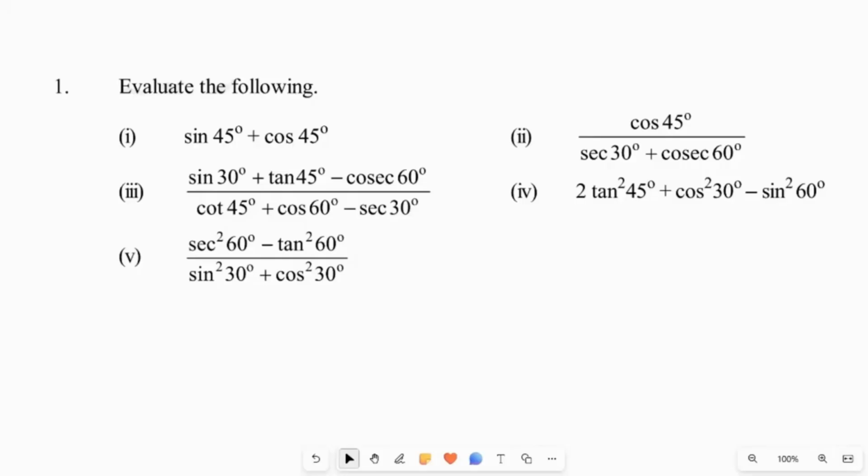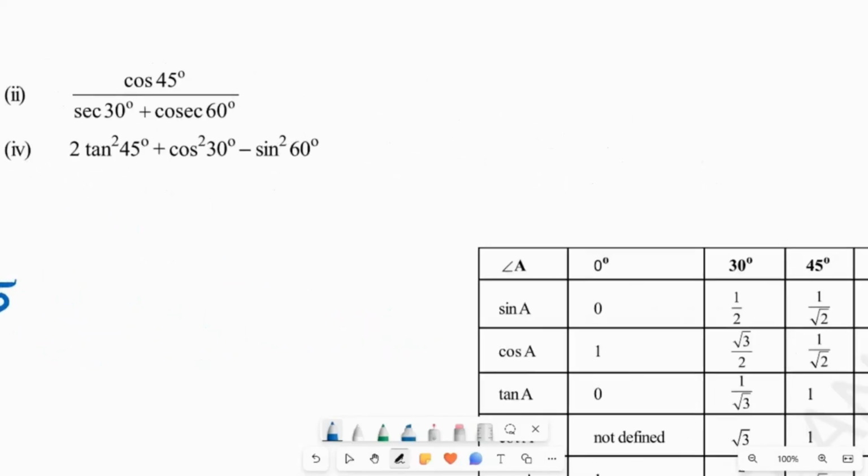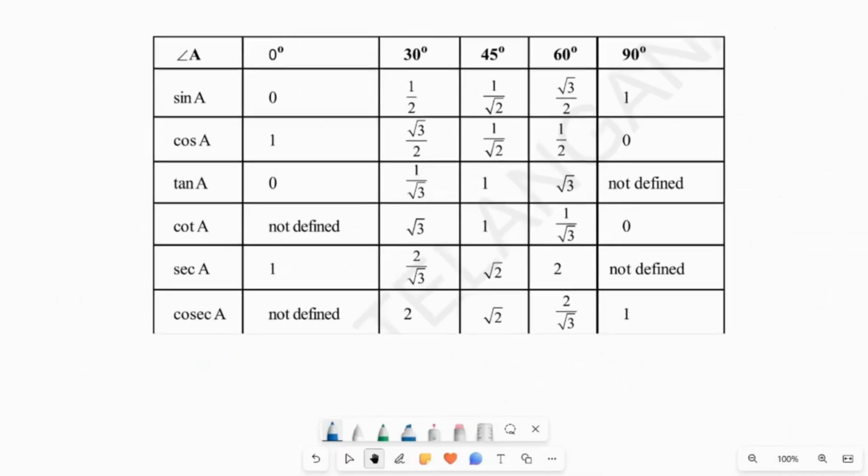So, to evaluate the following, we need to know the standard values. So, let's see the first one. We have sin 45 plus cos 45. For our reference, I have put the table of values. So we need sin 45 and cos 45.